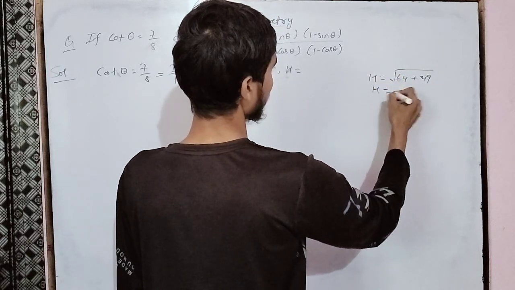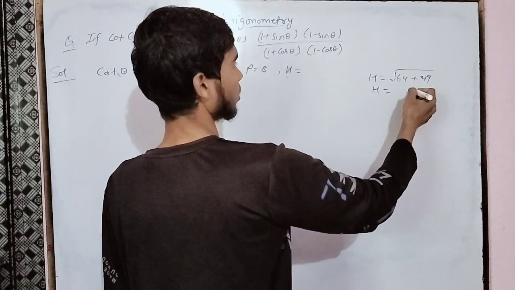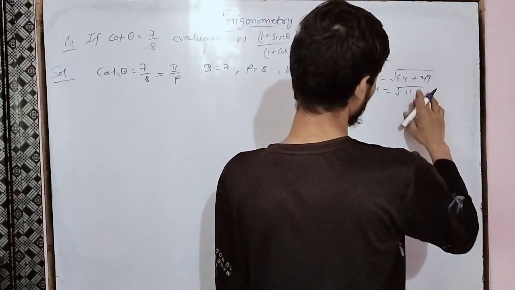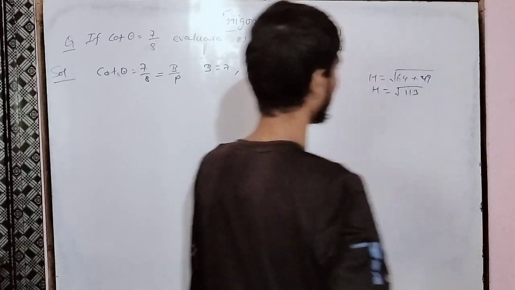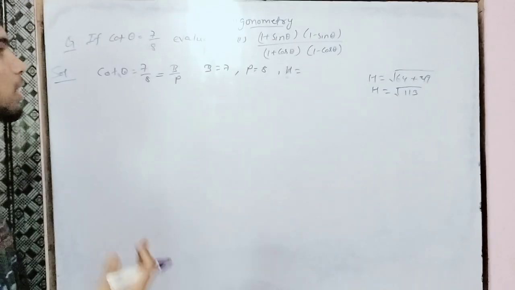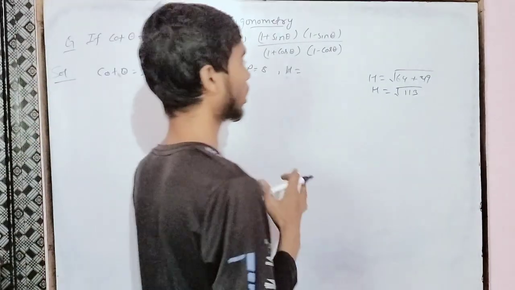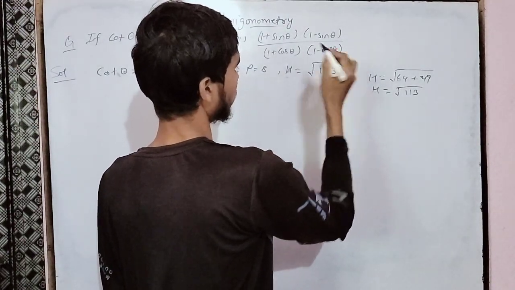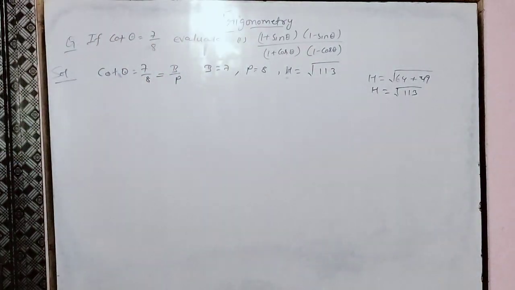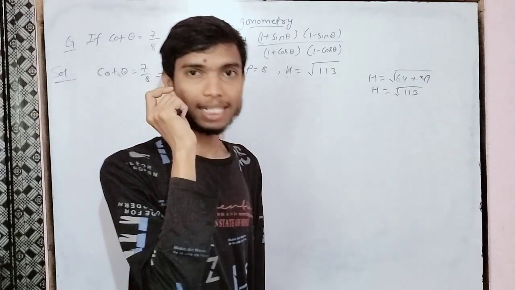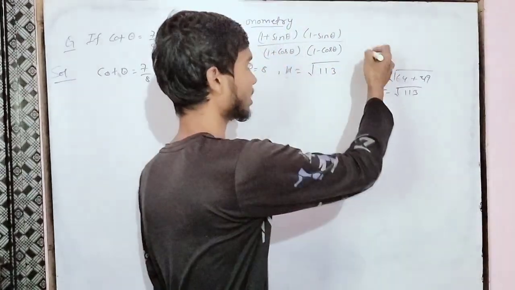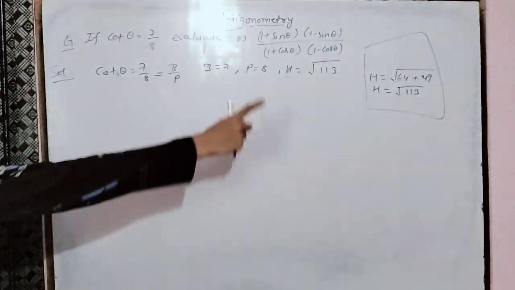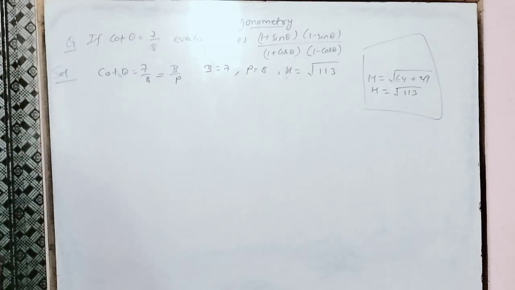So clearly you can write 14 and 49, isn't it? So h will come as a root of 130. 130. Clear? How did 130 come? Here you can see we applied the Pythagoras theorem to bring the value of h.